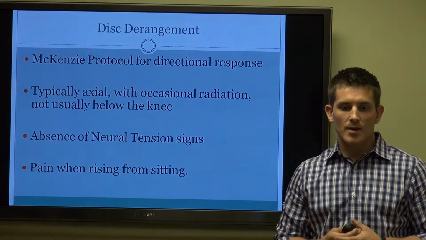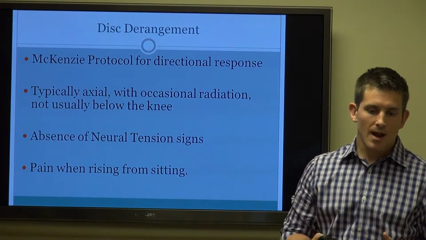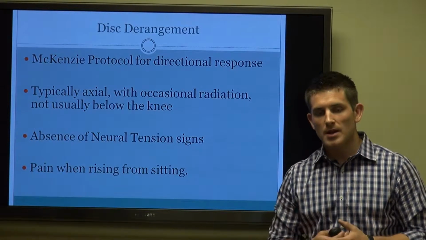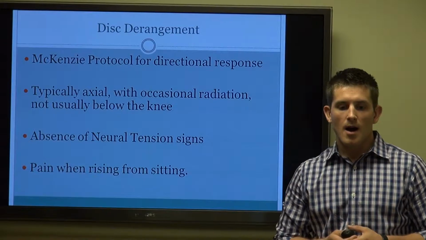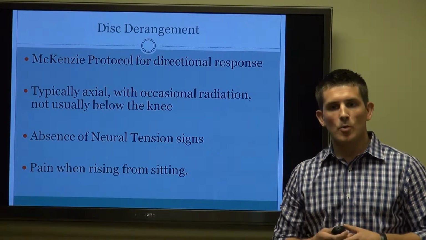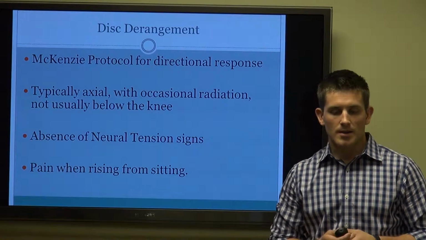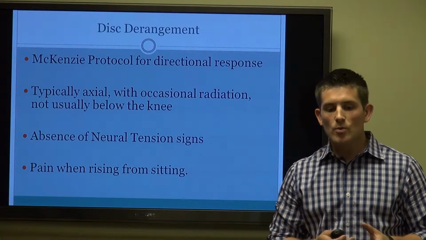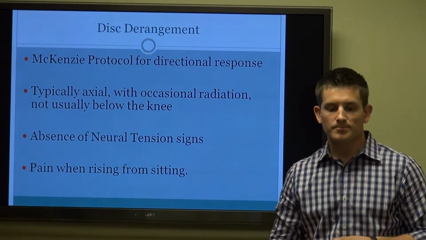What we typically find with a disc derangement is that it's, again, axial in nature. Occasionally you can have radiation, not usually below the knee, but of course everyone's seen stuff that doesn't quite fit the cookie cutter model. There's generally going to be an absence of neural tension signs, no burning leg pain in the dermatomal distribution or anything regarding that. And generally we'll see pain when rising from sitting or pain with prolonged sitting and posture.